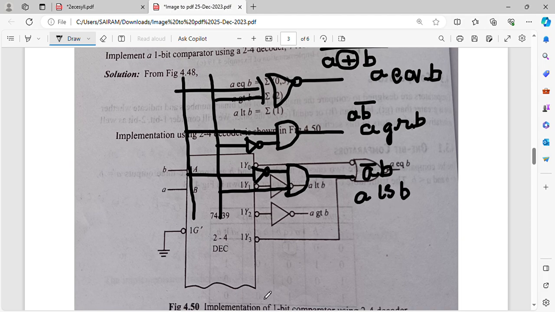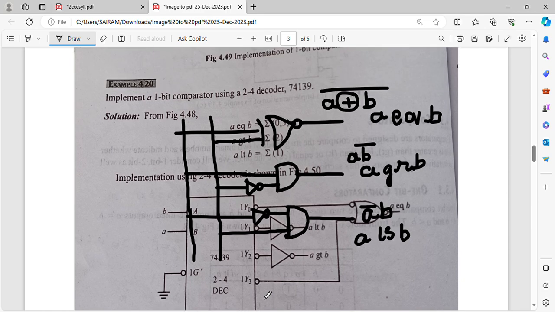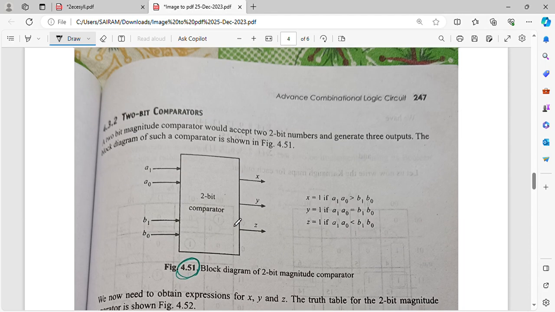This is the diagram for your 1-bit comparator, and if you need it, please take a screenshot. Okay, so now let me come to the 2-bit comparator. The 2-bit comparator will accept 2-bit binary numbers and generate 3 outputs. The block diagram for such a comparator is as shown in figure 4.51.